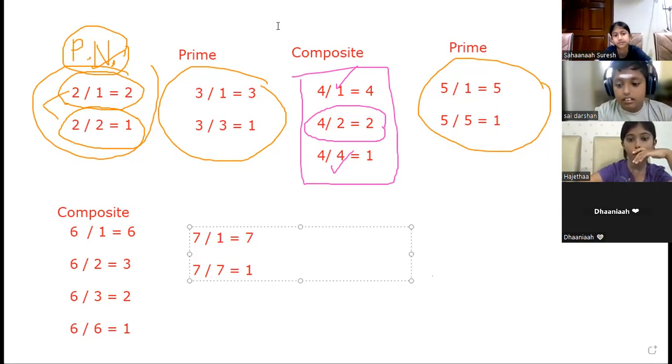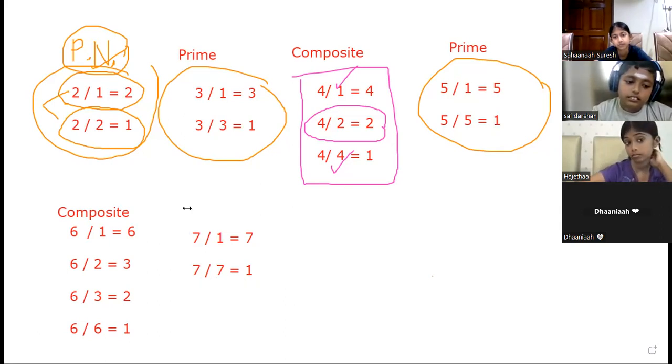Teacher, why composite and prime? Why composite and prime means? What's your question? What are you asking? I really don't understand.